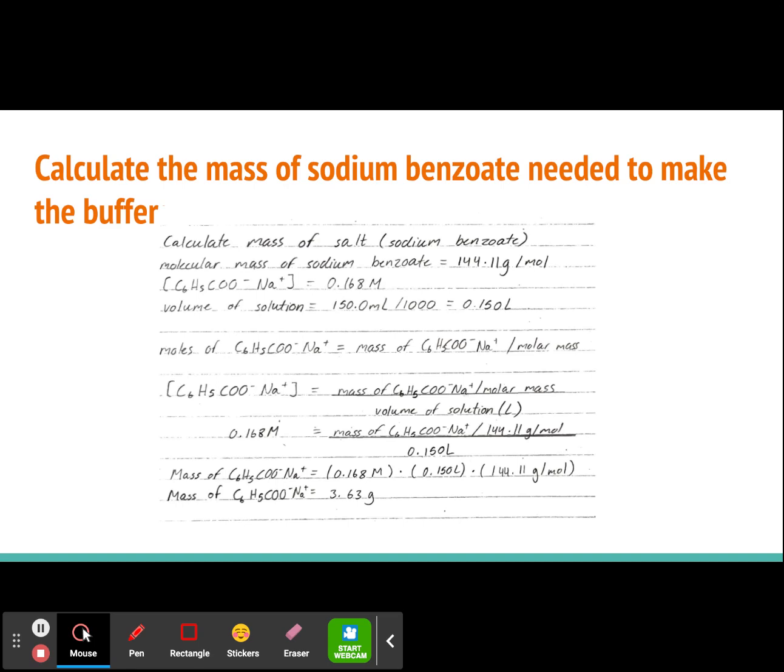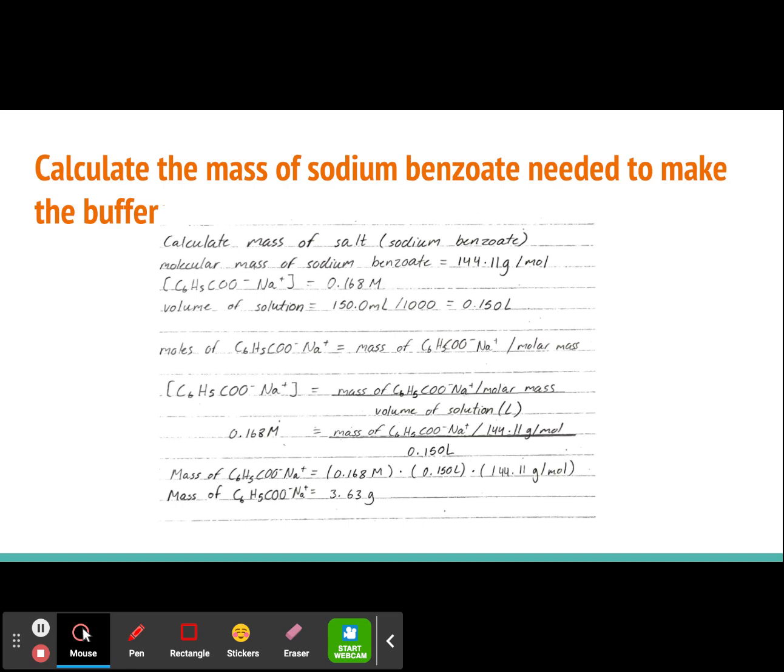And so then we substitute the formula for moles into the formula for concentration, and we get the concentration of the conjugate base equals mass of C6H5COO- Na+ divided by molar mass over volume of solution in liters. And when we add the values into this, we get 0.168 molar equals mass of the conjugate base divided by 144.11 grams per mole over 0.150 liters.